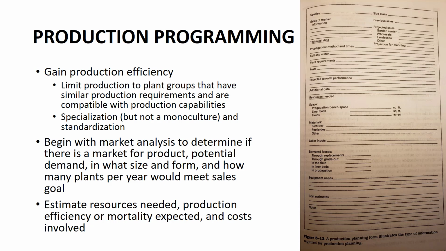Information must be obtained on production requirements related to propagation, soil and water requirements, general culture in the nursery, and potential pest problems. An estimate must be made of the resources that will be needed, the production efficiency or mortality that can be expected, and the costs involved.